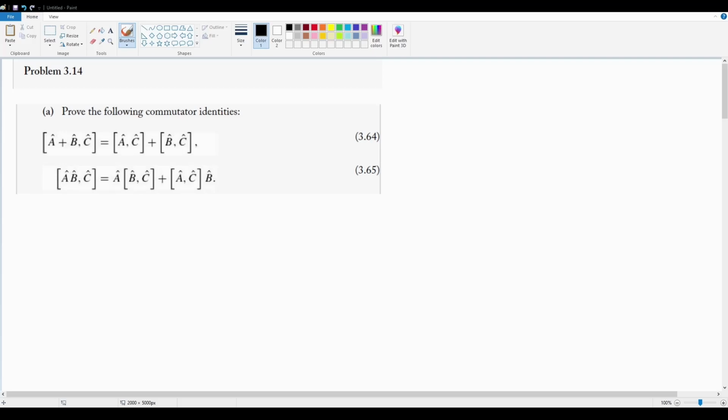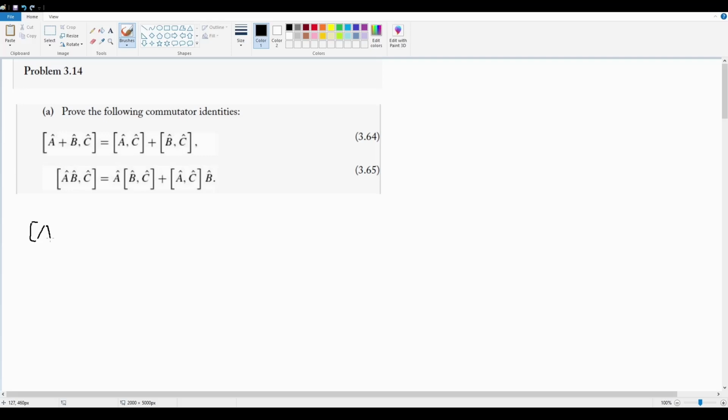Okay, 3.14, pretty simple problem overall. Basically just prove a bunch of different operator equations. So let's start with the first one, which is we want to prove that the commutator of a hat plus b hat with c hat is equal to the commutator of a hat and c hat plus the commutator of b hat and c hat.